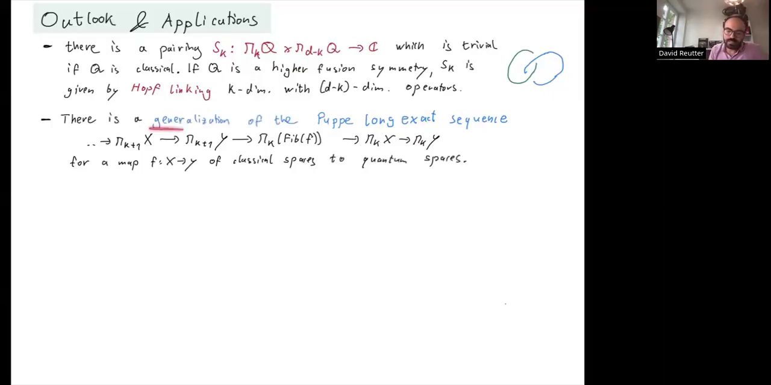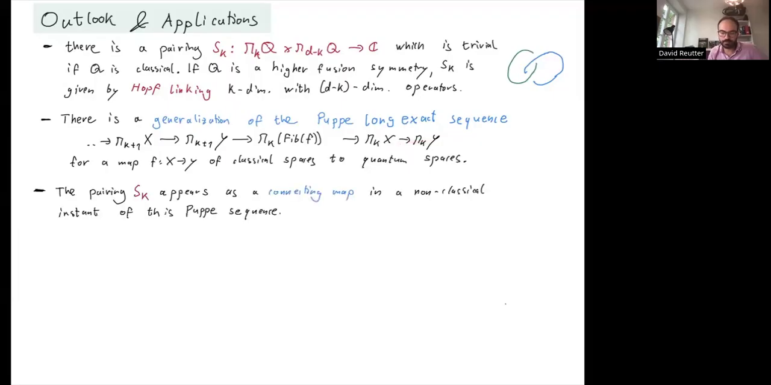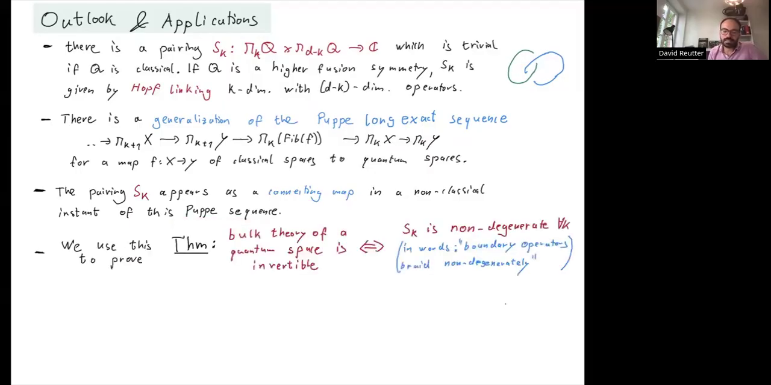And it turns out that we build a generalization of this long exact sequence for any map of quantum spaces, if you interpret map of quantum spaces correctly, for any of these TQFTs with boundary theories. And then it turns out that these S_k do indeed appear as certain connecting maps in a certain non-classical instance of this Puppe sequence. And this allows us to prove, and this is the reason we started this whole project, that the bulk theory of a quantum space is an invertible theory if and only if these matrices are non-degenerate.